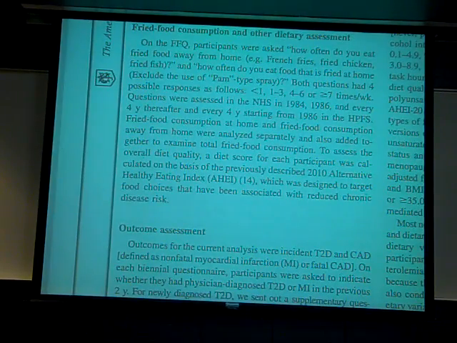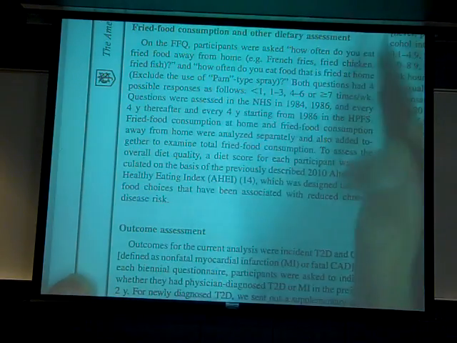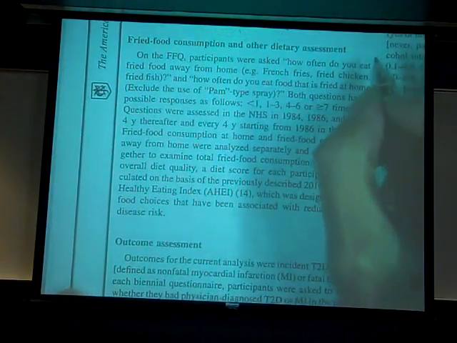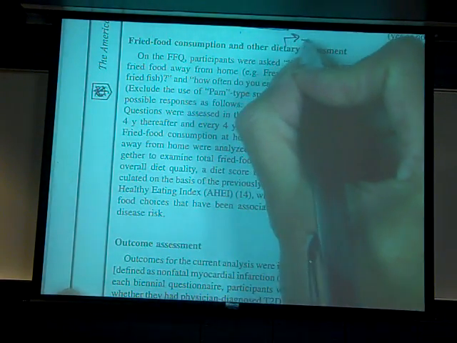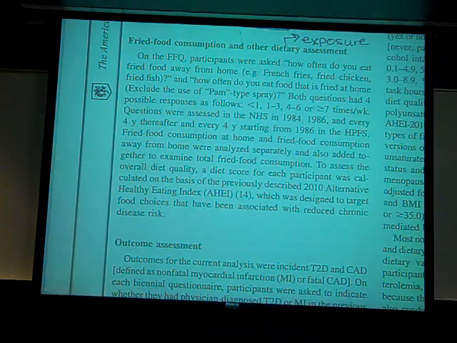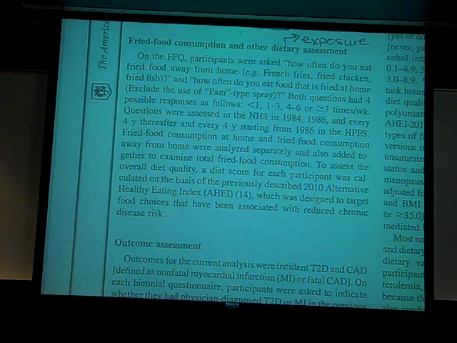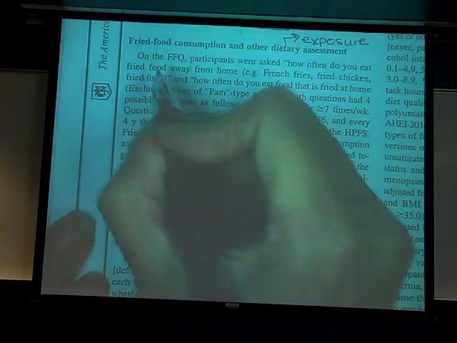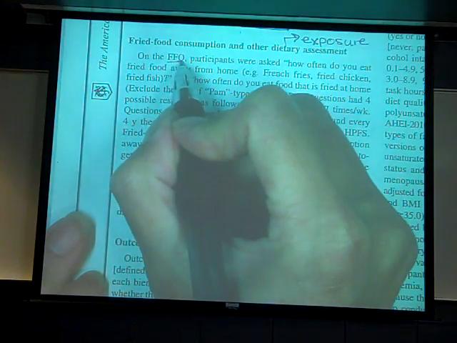So we are now going to continue with reading about the exposure. Here, this particular section is dealing with exposure information. We know it's about dietary assessment, and remember our main exposure is fried food consumption both away from home and at home. So as I'm reading, the first thing I notice is the FFQ.